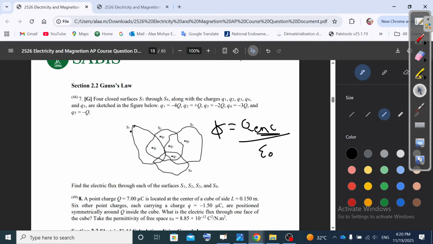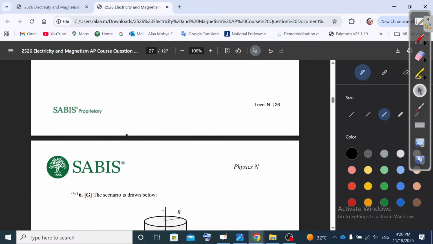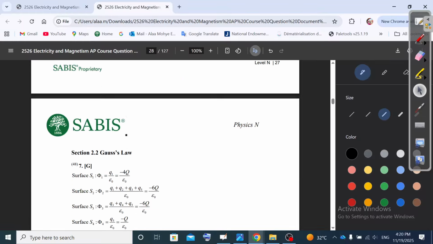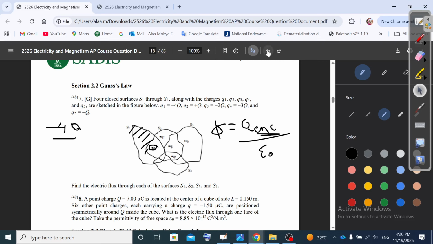So S1 covers this region, so it only has the Q1. So it's just going to be minus 4Q, which is Q1, over your epsilon naught. And that is the S1. Let's check. There we go. Minus 4Q over your epsilon naught.